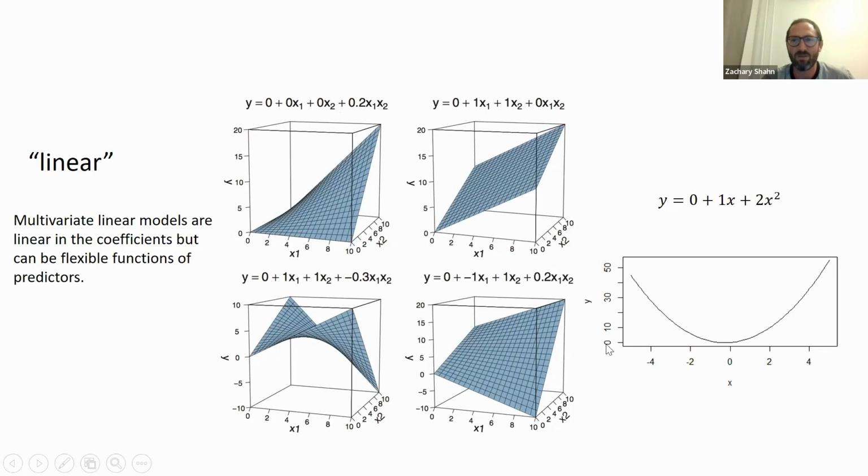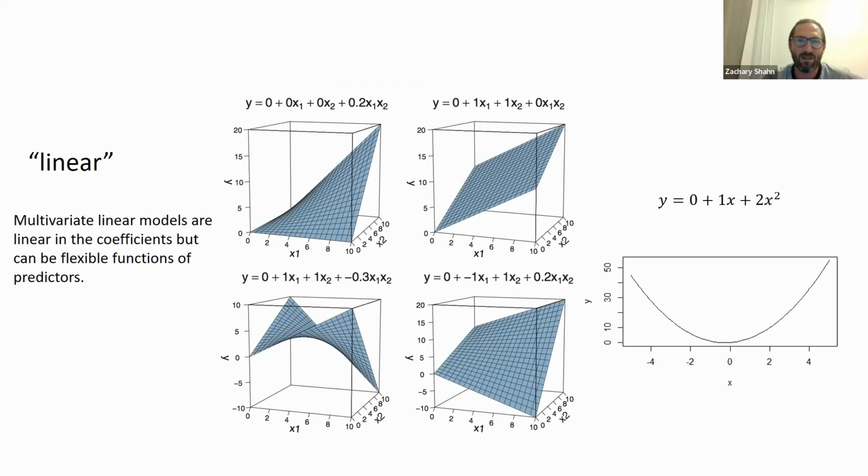And you could also include not just x1 times x2, but even if you just have x, you can have x and x squared. And you can have a curvy line like this. And this is also a linear model. These are all linear models, even though they don't look like lines anymore. That's because the term linear might be slightly misleading. Multivariate linear models are linear in the coefficients, so in the betas and the parameters, and they can be very flexible functions of the x's.